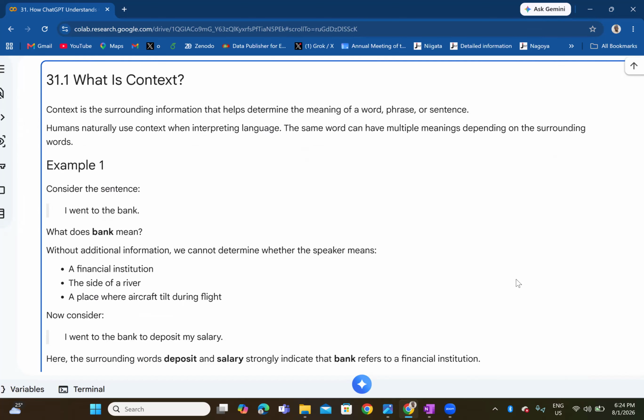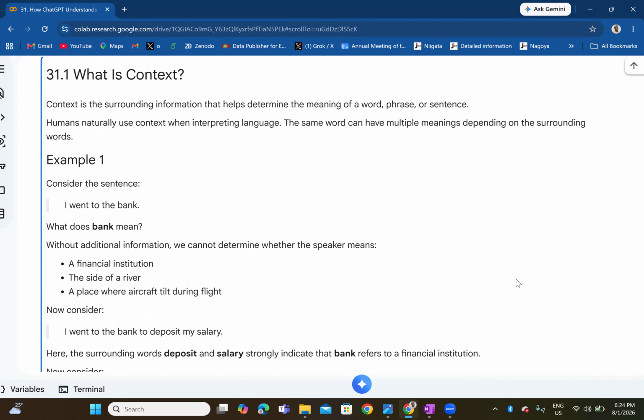Well, that is ambiguous, but it is easier to think of the bank as the river bank than the bank where you transact money. But if I say I withdrew some money from the bank, that is clear, and it is the bank where monetary transactions are carried out. So context is the surrounding information that helps determine the meaning of a word, phrase, or sentence. Humans naturally use context when interpreting language. The same word can have multiple meanings depending on the surrounding words. There's the bank thing here even.